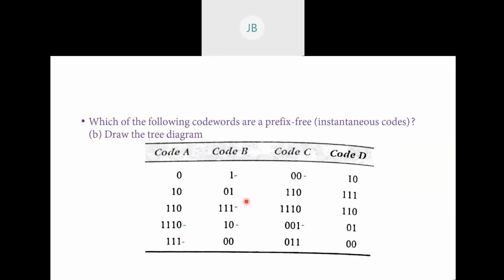In the next question, which is again from 2020 as well as 2019, both years we had this question. Given a list of code words for different symbols, you need to identify which of the following code words are prefix-free code words. Prefix-free means one code word is not the prefix of another one. Then it is called a prefix code word.